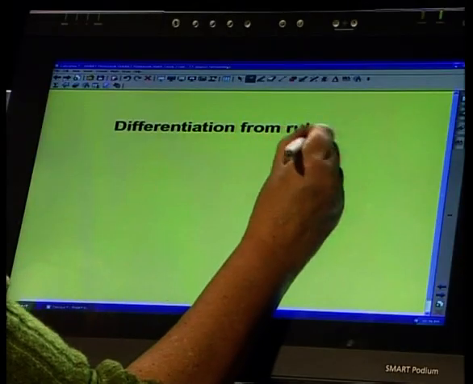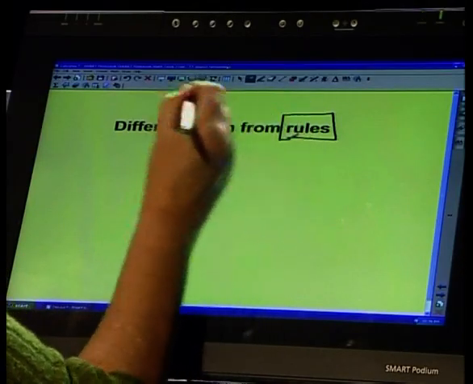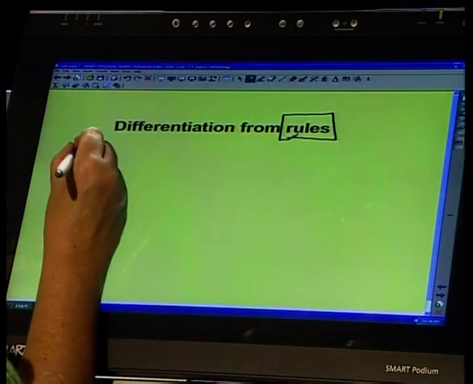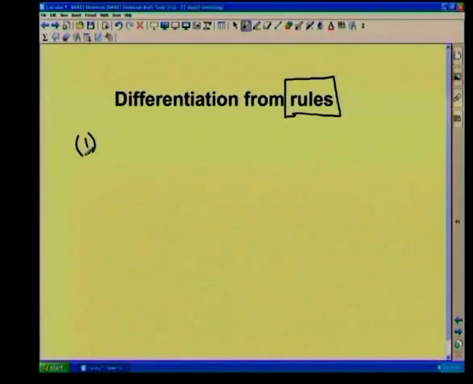All right, let's move on to rules. Now, differentiation from rules, I've already started to show you a little bit about that indirectly, but there are 5 different rules. But before we start that, I want to stop for a little bit and just talk to you about why we are going to have so many notations.